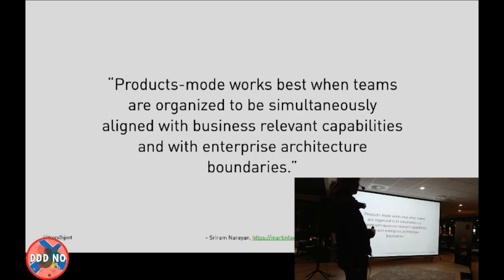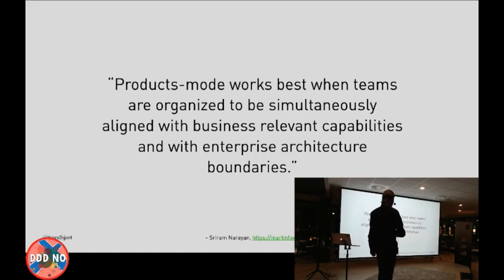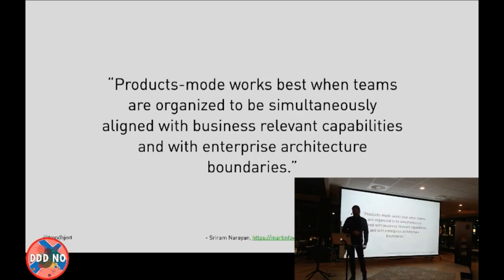And he says that product mode works best when teams are organized to be simultaneously aligned with the business development capabilities and with enterprise architecture boundaries. He followed up by saying, without the former, they may lose alignment with the business goals. Without the latter, they lose autonomy. So when I read that, it all sort of appeared to me that business capabilities might be really, really important.